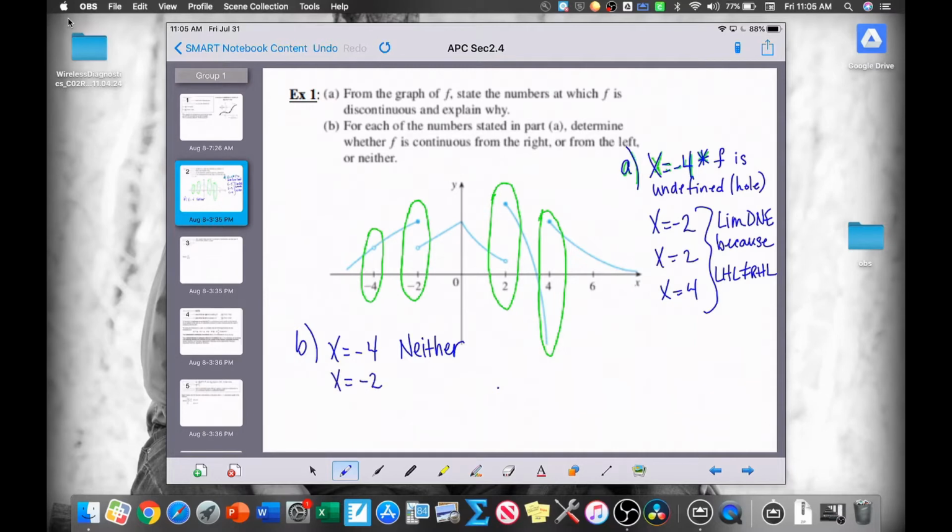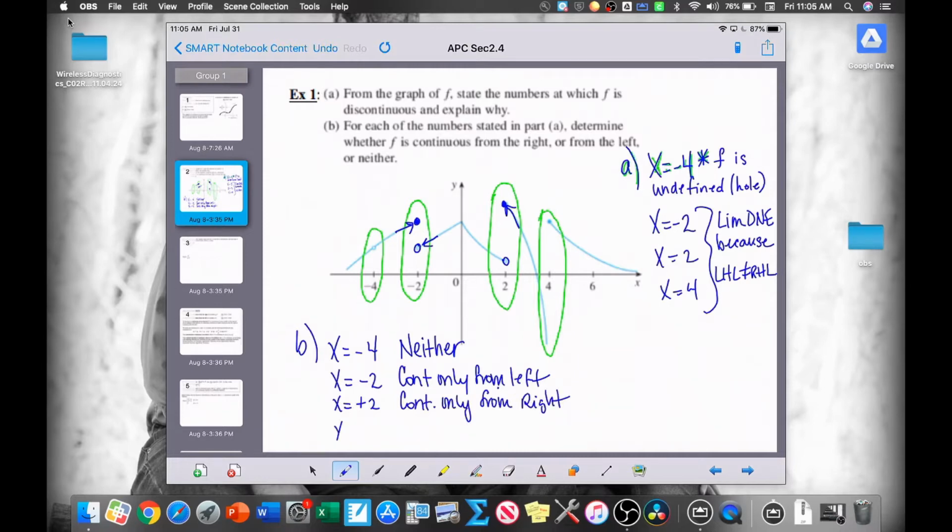At x equals -2, we can say that our function is continuous from the left. Only from the left, right? Because we have this closed circle right there. So from the left, we could say our graph is continuous, but not from the right because we have an open circle coming from the right. At x equals +2, we have a similar situation. We have a closed circle here and we have an open circle here. So we can say that as we approach 2 from the right, we are continuous. So continuous only from the right.